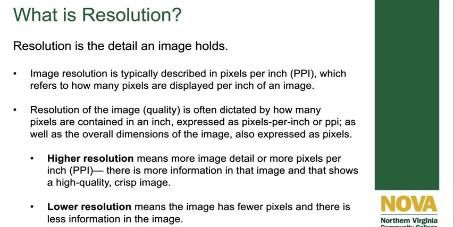So higher resolution will mean there is more image detail in the image, or there are more pixels per inch. With more pixels per inch, there's more information in that image, and that shows as a high quality, crisp image. Low resolution means the image has fewer pixels, and there's less information in the image. So it's not as high quality, it's not very crisp. Sometimes it's just even smaller with a low resolution image. You end up having to reduce the size because it's actually just a smaller image because there are fewer pixels.